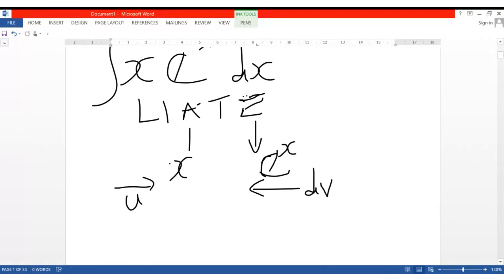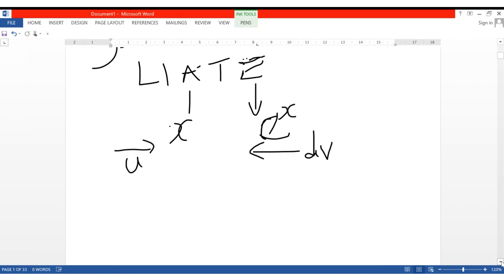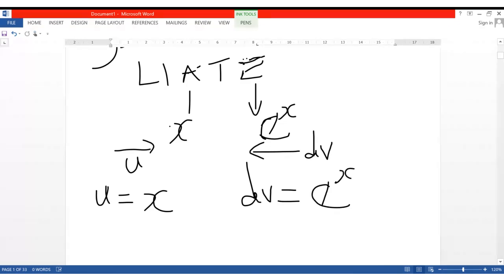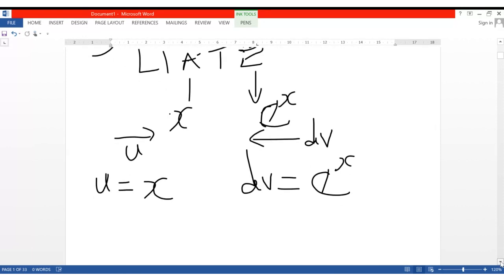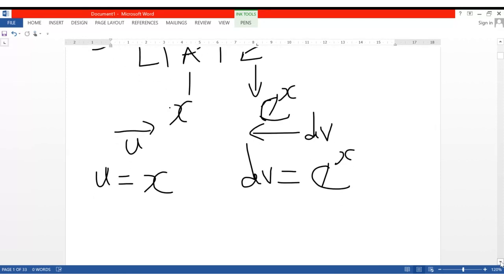Again, the dv will be given by exponential x, so you don't have any problem in that. So what I'll do, I'll call u to be x, and then I'll call my dv to be exponential x. Now we had said, according to the formula, we need v and we need du.